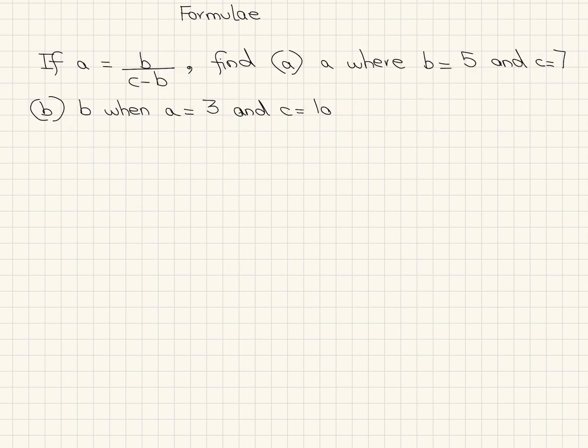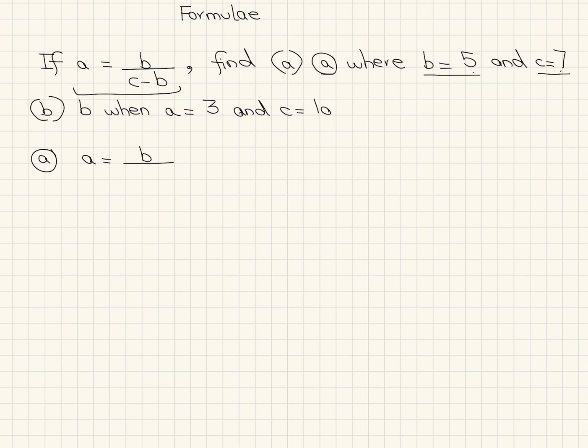All right, let's take another example. In this case, we have 2 parts to this question. Now they're saying that the formula is A equals B over C minus B. That's the formula we have. Part A says, find A where B is 5 and C is 7. So they're asking us to find the value of A when the value of B is 5 and the value of C is 7. So let's use the formula again.